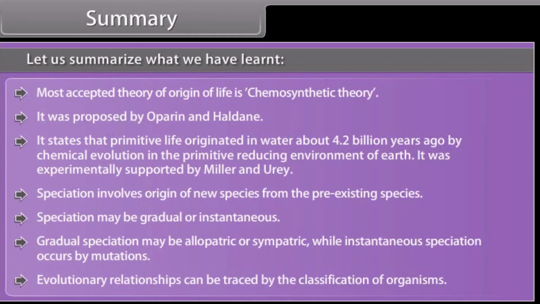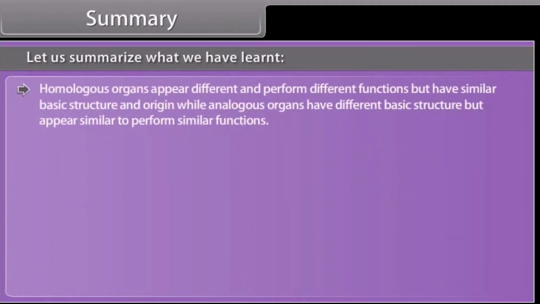Evolutionary relationships can be traced by the classification of organisms. Homologous organs appear different and perform different functions but have similar basic structure and origin, while analogous organs have different basic structure but appear similar to perform similar functions.